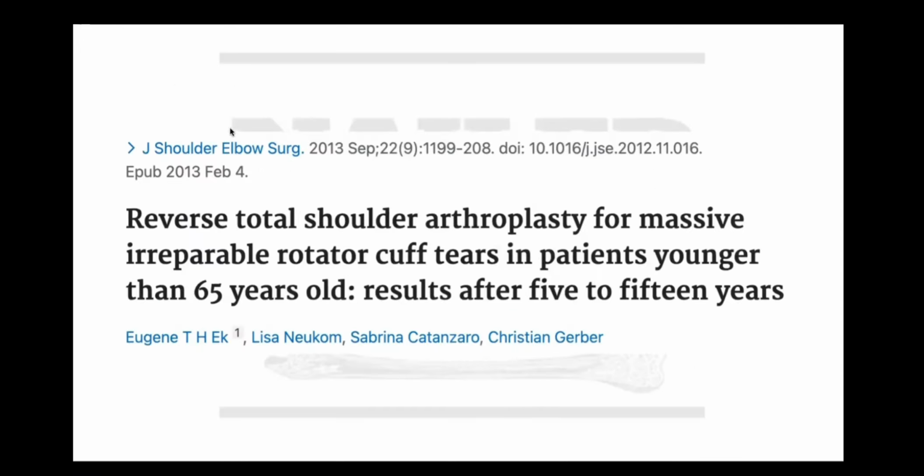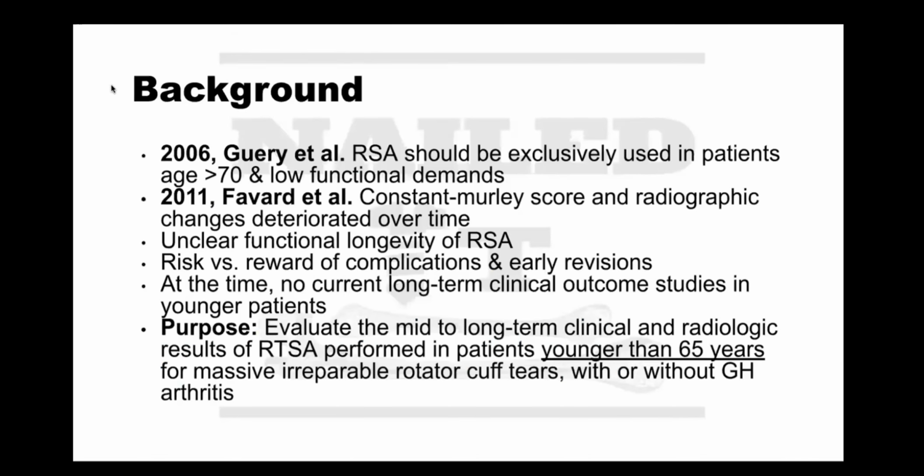Hello, everyone. I'm Jalen, third-year medical student at Ohio University. The article I looked at was also published in JSES in 2013, titled Reverse Total Shoulder Arthroplasty for Massive Irreparable Rotator Cuff Tears in Patients Younger than 65 Years Old: Results after 5 to 15 Years, by Eugene et al. So a little bit of background.